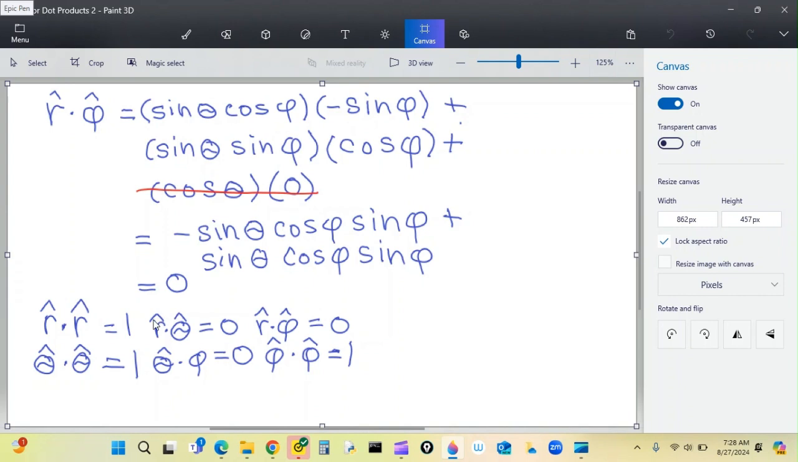Finally, here's all of them. R dot r is 1, r dot theta is 0, r dot phi is 0, theta dot theta equals 1, theta dot phi equals 0, and phi dot phi equals 1. This proves everything out so that there's no question in your mind how we got some of these things.